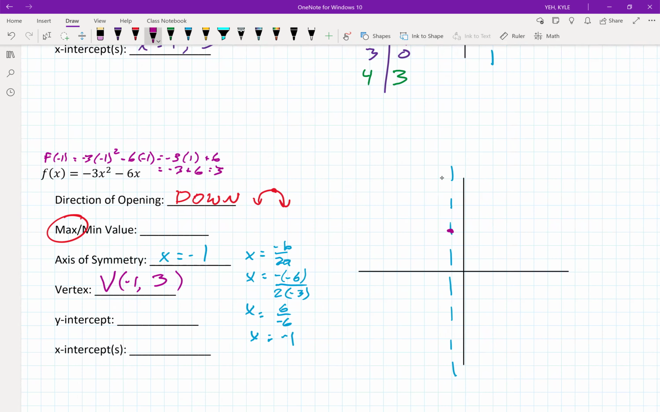1, 2, 3. I already know it opens down. I'm starting to get a visual of this. I know my maximum value now because if it opens down, 3 was the highest that I went.